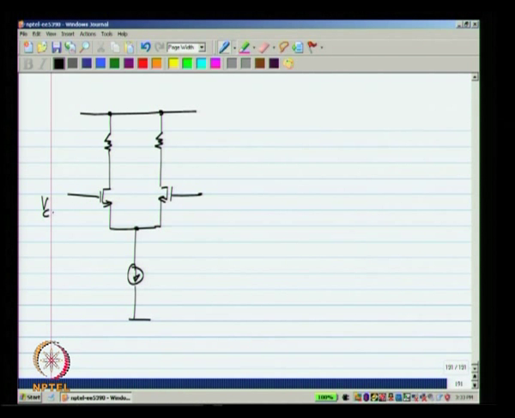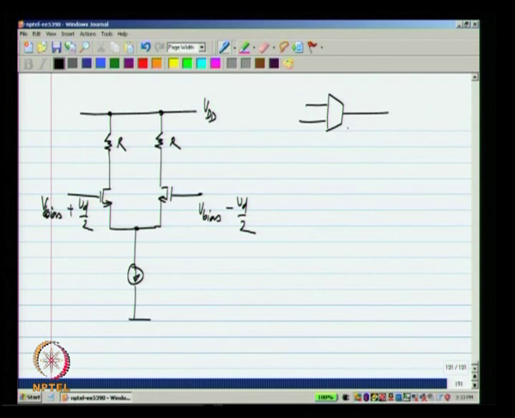Now, let us say I have some bias voltage on the two sides and equal and opposite Vd by 2 on the two sides. Okay. Now, what is my op amp circuit? I have some transconductor that converts the input difference into a current and passes that through a capacitor C.